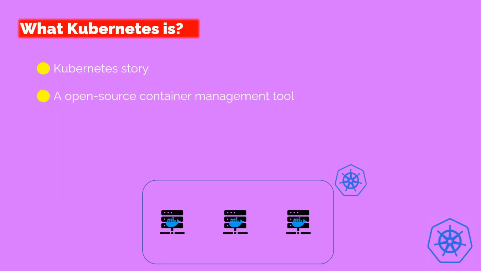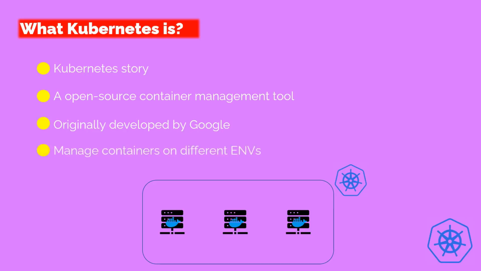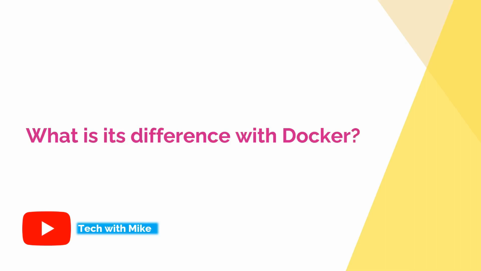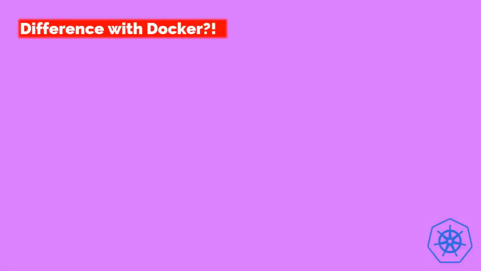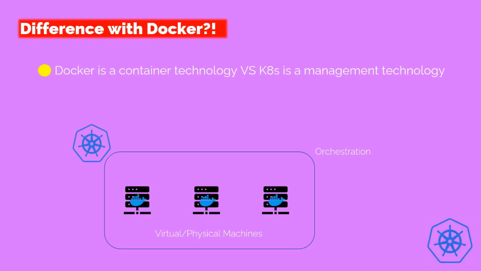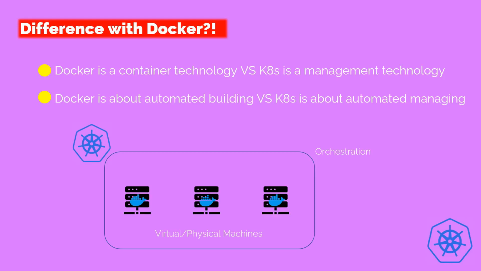So Kubernetes is an open source container management tool and was developed originally by Google and can manage containers on different environments like virtual machines, physical machines, and hybrid ones. Another important question that learners come across is what difference it has with Docker technology. Actually, Docker is a container technology, while Kubernetes is a management technology. Docker is about automated building and Kubernetes is about automated managing.